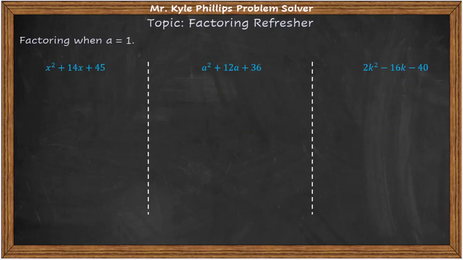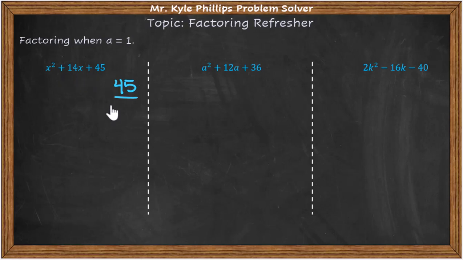Okay, other ways to solve when factoring. You have when A is equal to 1. These are the nice and easy ones. These are going to be the type where you look at the third term and the second term. With the third term, 45, we're saying, what numbers can multiply to give me 45, and when I add them, I get positive 14?